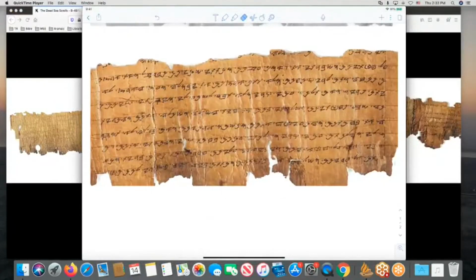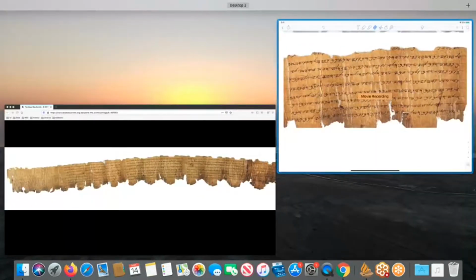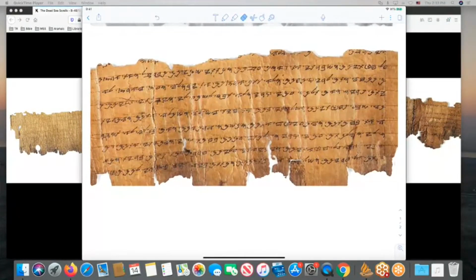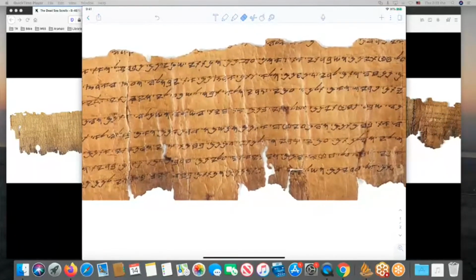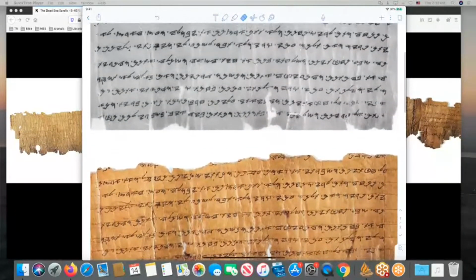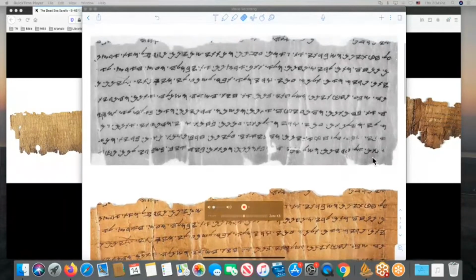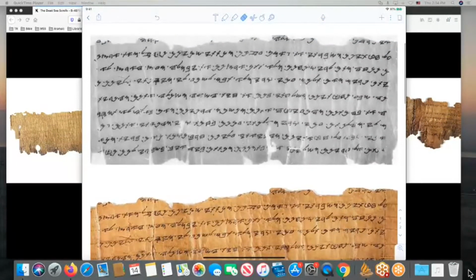And so what we're going to look at is the middle section, which I have here in color, but I also have an image of it in black and white. And this black and white section is helpful because it's a little bit easier for us to see.